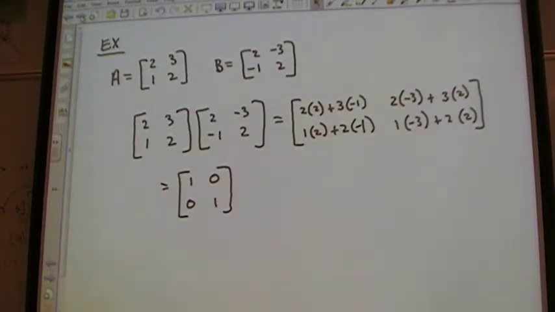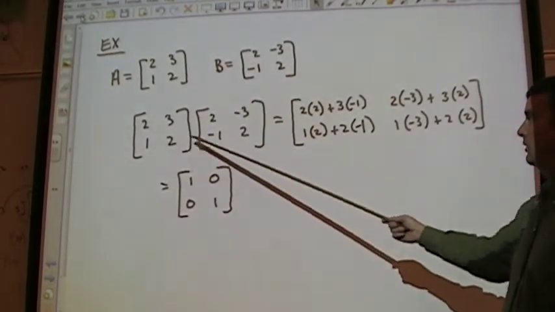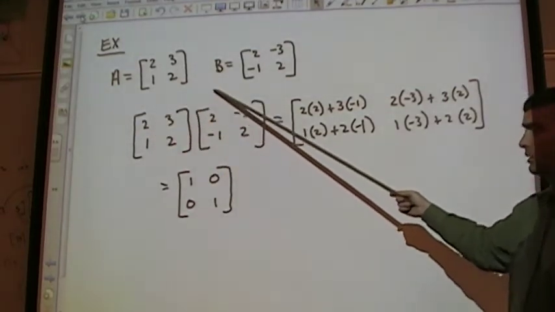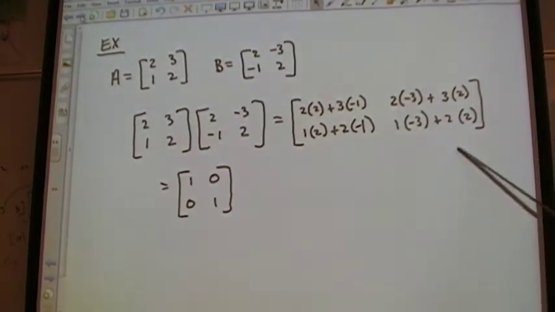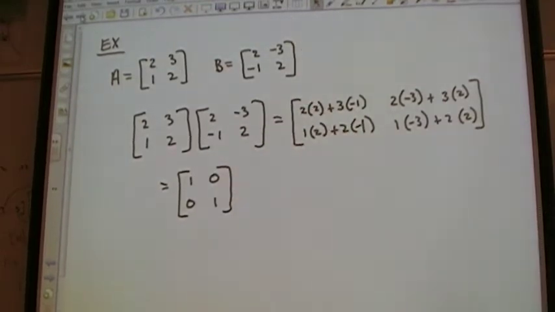Alright, so this example, we're going to verify that these are inverses of each other. And you only have to multiply them in one order. You can either do A times B or B times A. It doesn't matter. If it works one way, it has to work the other way. So if I multiply A times B, which I did here, just like we were doing last night, in multiplying matrices, you take the rows of the first, columns of the second. When I multiply this matrix by this matrix, I should end up with this. When I simplify it, I end up with the identity, and that shows that A and B are inverses of each other.